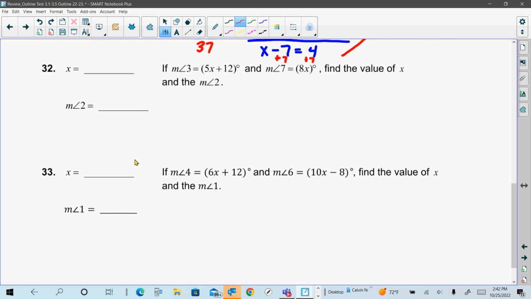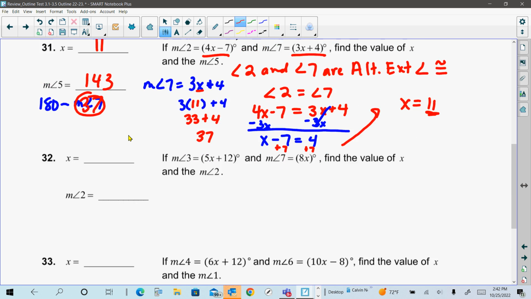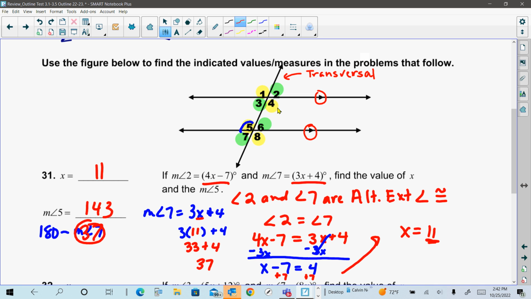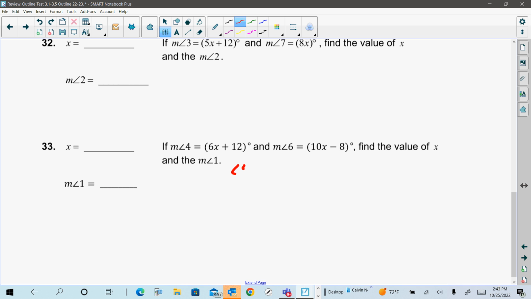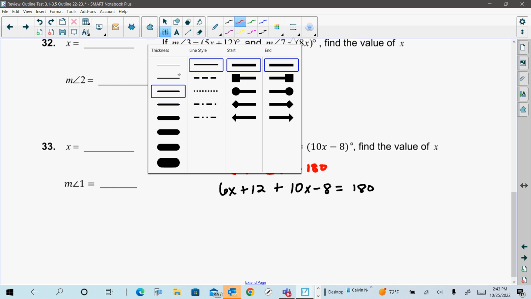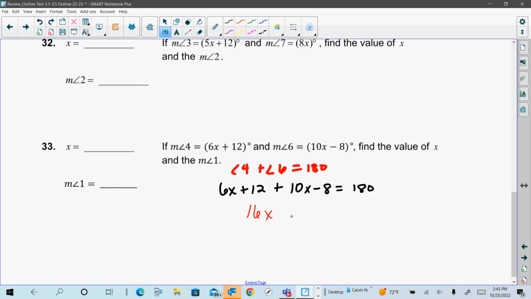Now, down here, for angle 4 and 6, I look back up here at this diagram. 4 and 6, again, have different colors, which means they're supplementary. So my angle 4 plus my angle 6 is going to equal 180. So that helps me with my setup, because my equation should be 6x plus 12, then plus the 10x minus 8 equals 180. And then this would be simplified as 16x plus 4 equals 180. We're going to subtract the 4 from both sides to isolate the 16x term.